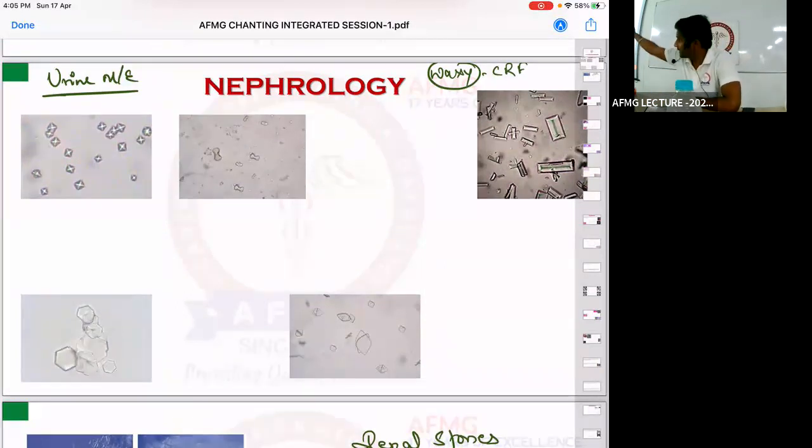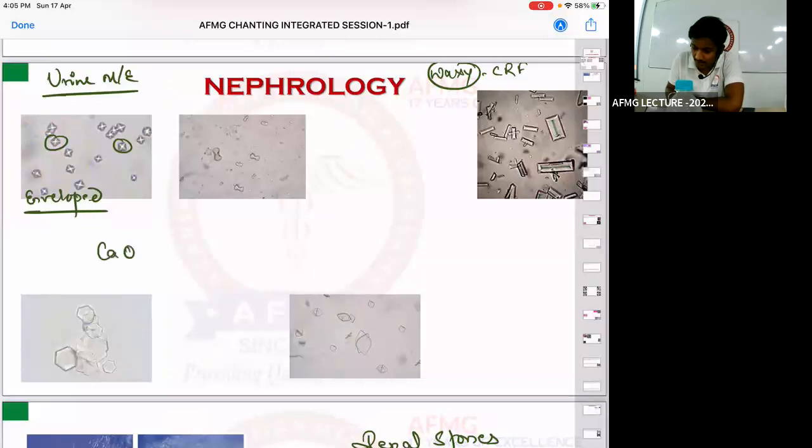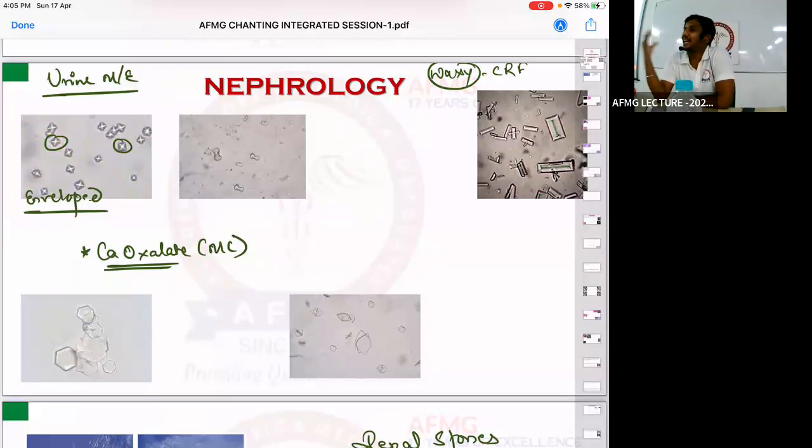if I am finding these kind of crystals, what are these? Which shape? These are envelope shaped crystals. Envelope shaped crystals are seen in calcium oxalate stones, which are the most common type of renal stones. Previous year question. Okay, so calcium oxalate stones can have dihydrate crystals or monohydrate crystals. Dihydrate crystals are envelope shaped.